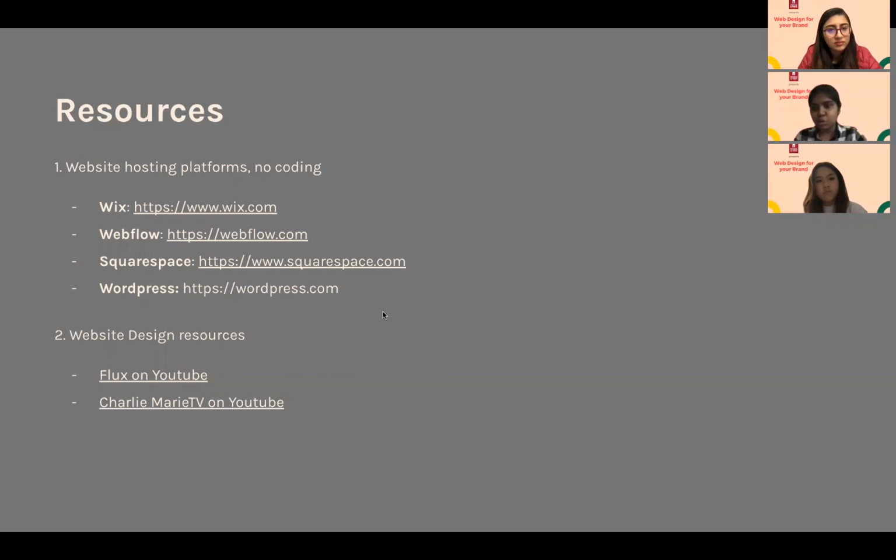So these are some of the resources that you can use. The first point has some resources like Wix, Webflow, Squarespace, WordPress. These do not require coding. You do not need to know HTML and CSS to use them. It's basically very simple. It's like drag and drop and linking, and it's all interface based. So you can try your hand at designing a website yourself. And the second one is a few design resources that we as a team really follow, and you can check them out. One is Flux on YouTube, and the other is Charli Marie TV on YouTube, so you can definitely check that out.